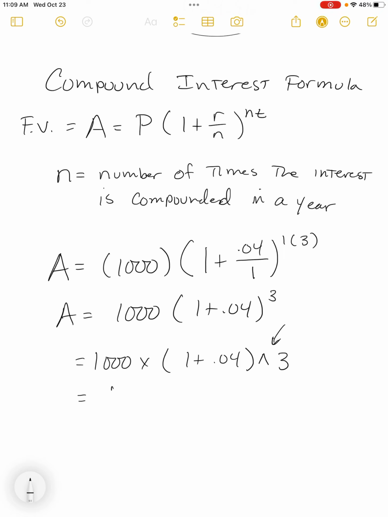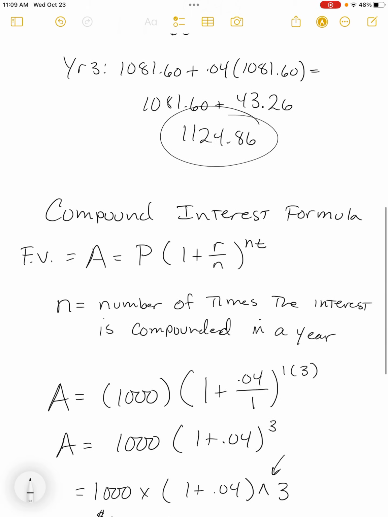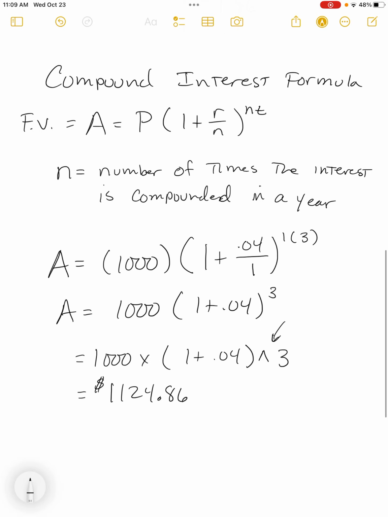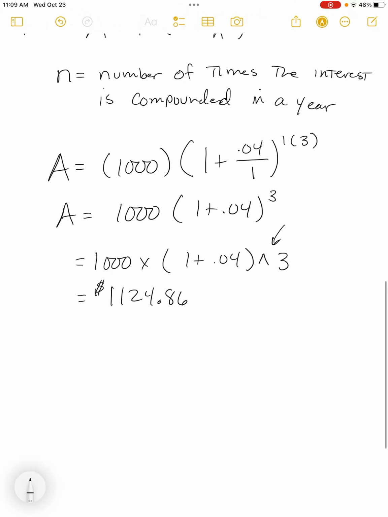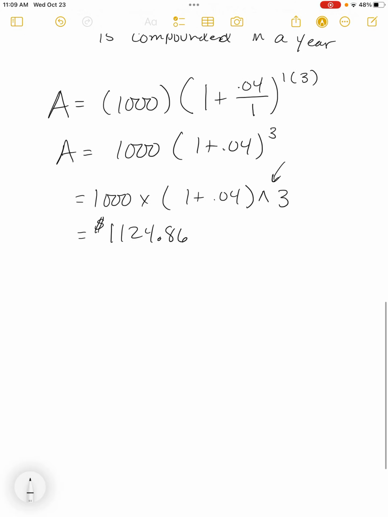And look what we get, 1124.864, 1124.86. We get the exact same value that we had up here, 1124.86, with minimal amount of work, right? Just understanding definitions. So let's talk about some common terms that they're going to use.